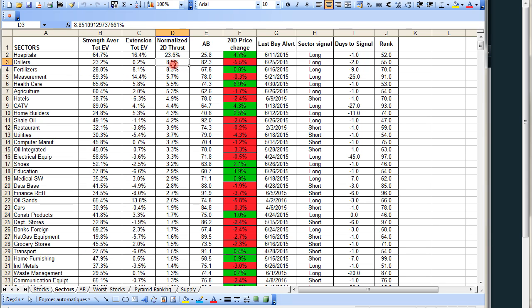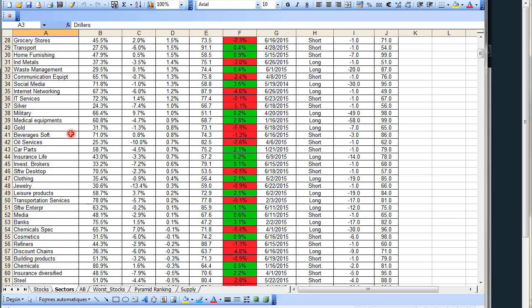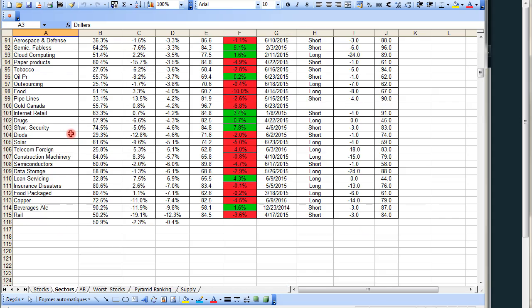Drillers are interesting. We can see that big amount of money is coming into drillers. Drillers are oil or natural gas drillers. But you can see the price is negative, so it's most probably short covering activity. There's something going on. Maybe it's worthwhile to look into that sector and to try to find out what is going on. Okay, we can continue down, and let's see the worst sectors.